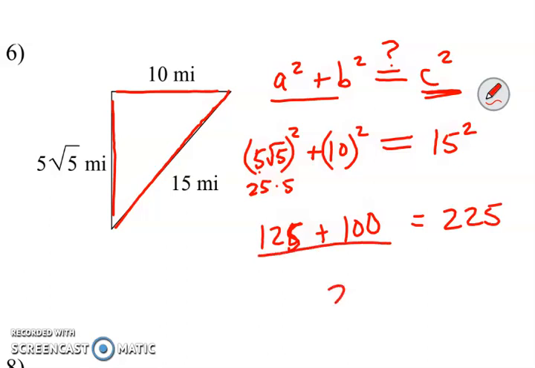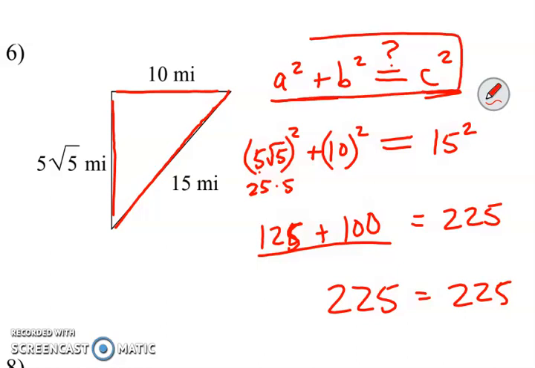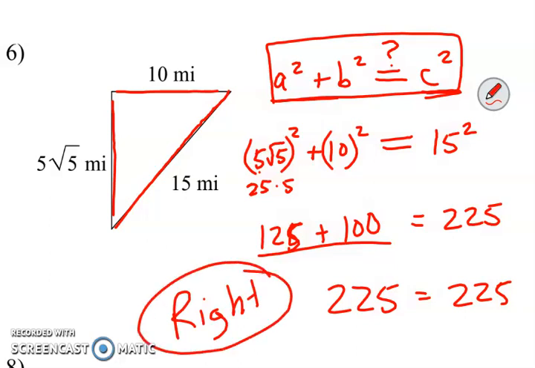Okay, altogether that really is 225, and that is the same as, it's equal to 225. And since both sides are really equal, the Pythagorean theorem is true, and therefore this is a right triangle. Okay, and since this was our hypotenuse, that means our right angle would have been right here in that corner.